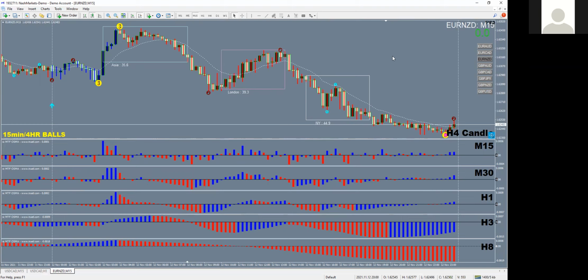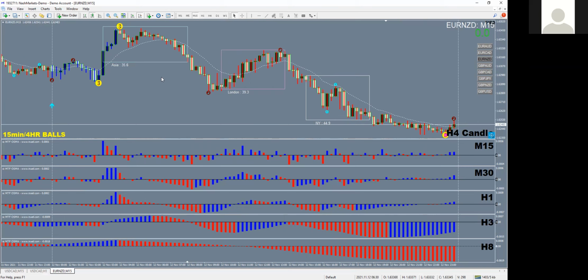500 pips, one day, one pair, alignment for the 4 hour and the 15 minute. That was it. That's the way this system is set up. It's simple. All the Osmos are doing is refining your entry. That's all they're doing.